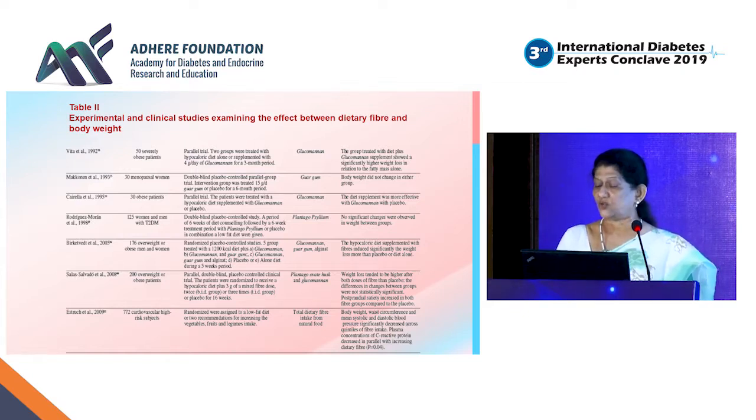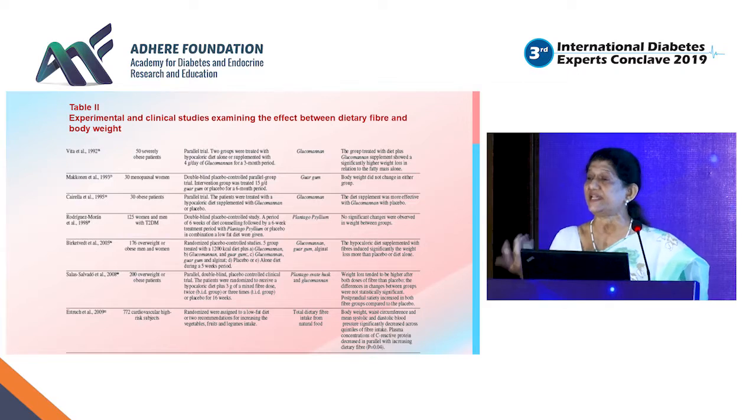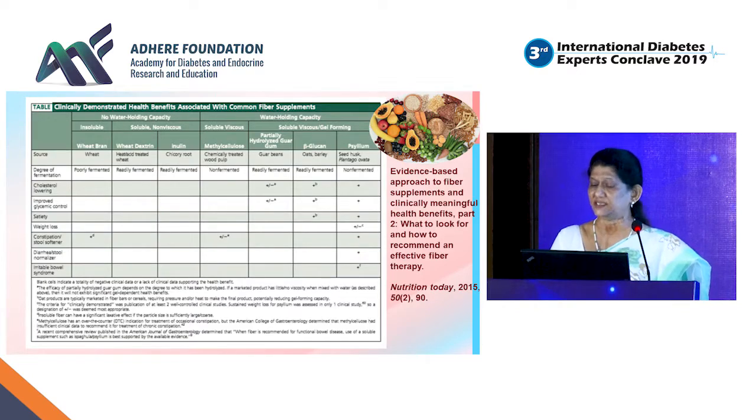Now, if we look at the studies of the direct fiber, extracted fiber, like glucomannan, guar gum, psyllium, and there is also alginate fiber. These studies directly show evidence that it has an effect on weight. The weight loss and weight regain is not there when we have enough fiber supplements or dietary fibers along with these supplements. So all these studies have a direct relation with your body fat and body weight.